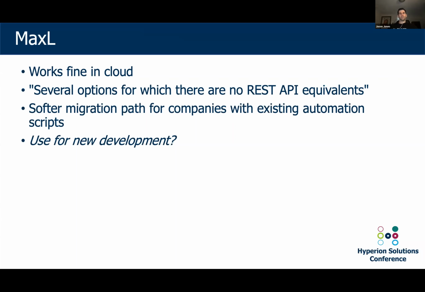The way MaxL was originally architected wasn't really conducive to the cloud, especially in terms of security and performance. But the fine folks on the Essbase team found a way to make that work, giving you a softer migration path: basically take those scripts, transparently send them up to the cloud, and run them there. I haven't used this myself, but to my understanding this is going to give you a pretty soft migration path for your existing automation, so you don't have to redo all of those. Should you use it for new development?